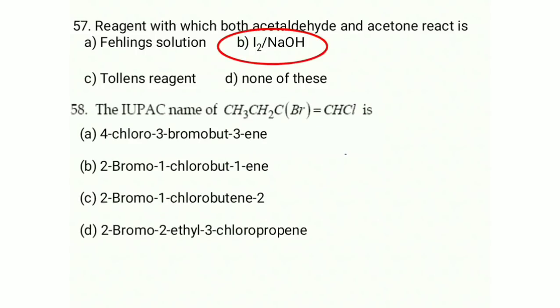58, the IUPAC name of CH3CH2CBr=CHCl is. Here you have to start numbering from the right side, where Cl is present, as the first carbon. If you number from the right side, you number 1, 2, 3, 4, that is but-1-ene, so 2-bromo-1-chloro-but-1-ene. So the answer for this is B.